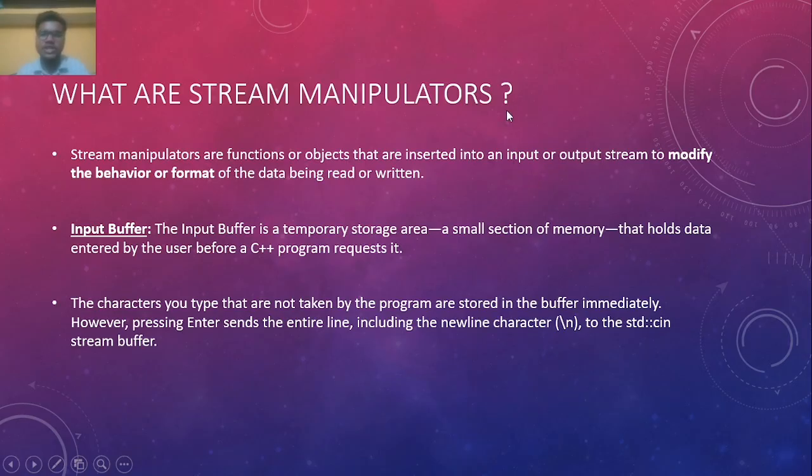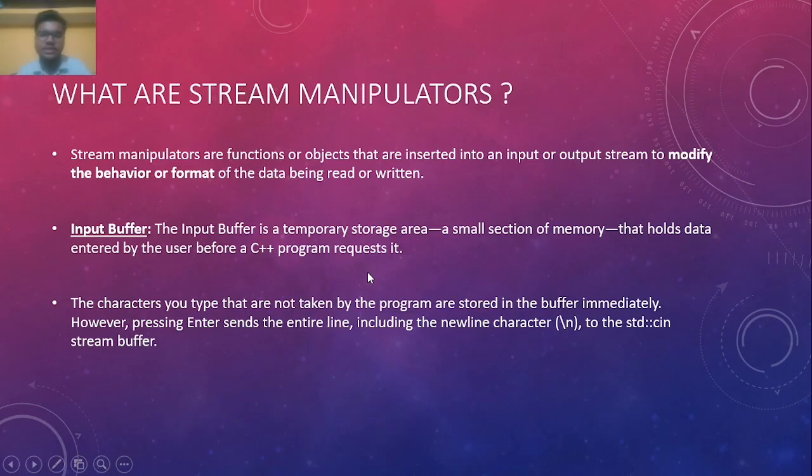So let's talk about stream manipulators. Stream manipulators are functions or objects that are inserted into an input or output stream to modify the behavior or format of the data being read or written. Let's talk about the stream first, and first the buffer. So what is this input buffer? The input buffer is a temporary storage area, a small section of memory that holds data entered by the user before a C++ program requests it.